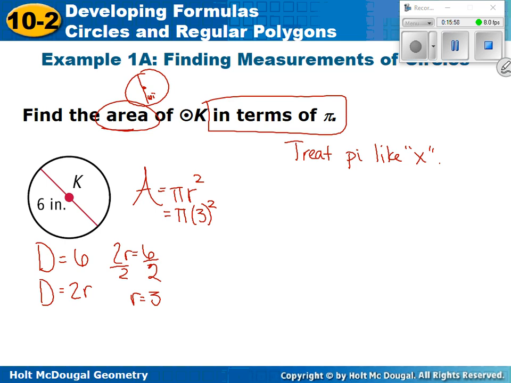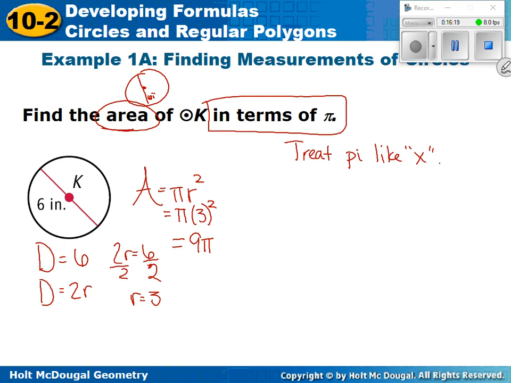3 squared. What is 3 squared? 9. And so you're just going to leave your answer as 9 pi. Treat it like an x. You wouldn't say x9, right? That's kind of weird. At this point in our math career, we know to say 9x. So you wouldn't say pi 9, you would say 9 pi. So put it at the end of your number.